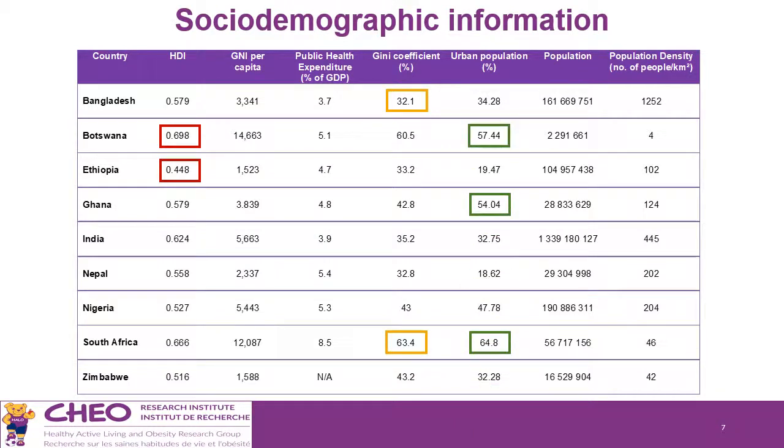In terms of urban population, 3 countries actually have more than 50% of their total population in urban areas. Highest is South Africa with 64.8%, and Botswana and Ghana have at least 50+% of their populations in the urban centers. Botswana had the lowest population density, only 4 people per square kilometer, and the highest was in Bangladesh with 1,252 people per square kilometer.